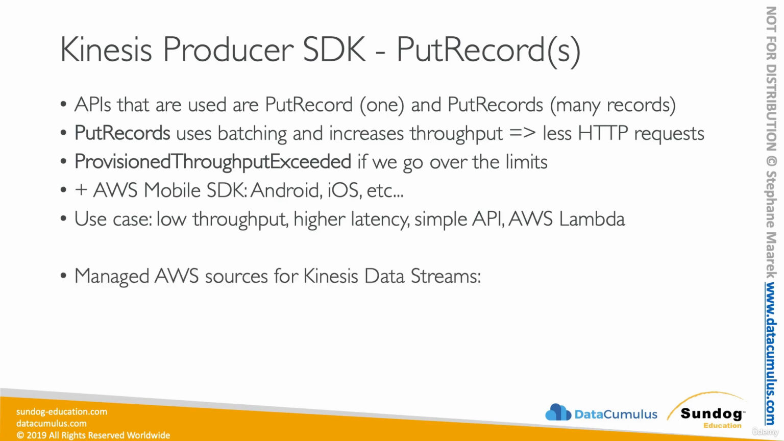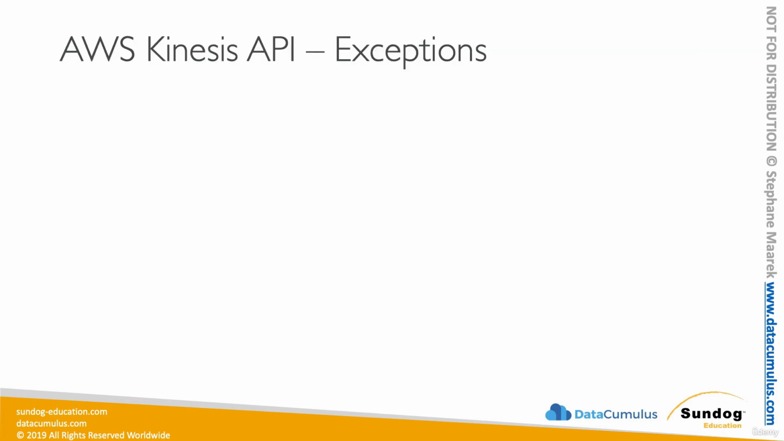You need to know as well that there are some managed AWS sources for Kinesis Data Streams. Behind the scenes they use a producer SDK, but you don't see it. These managed sources are CloudWatch Logs, so you can send your logs directly from CloudWatch into Kinesis. You have AWS IoT, and we'll see this in this section. And finally, Kinesis Data Analytics is able to produce back into Kinesis Data Streams. So remember that.